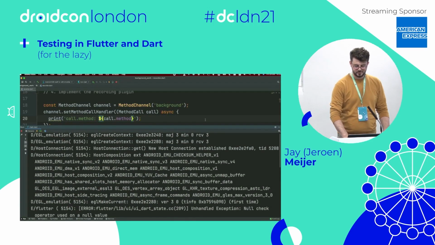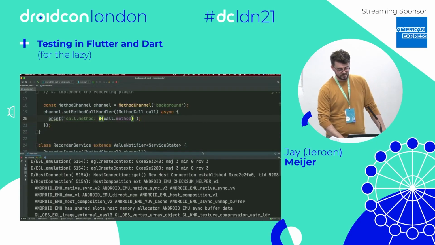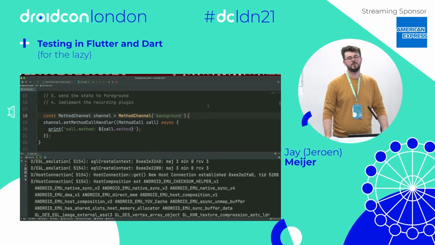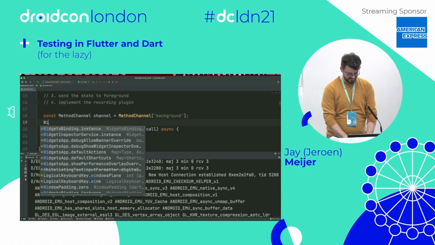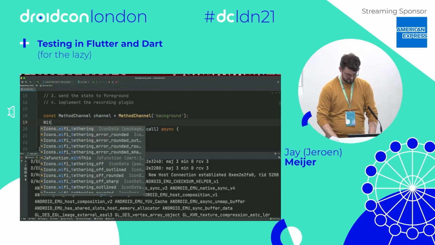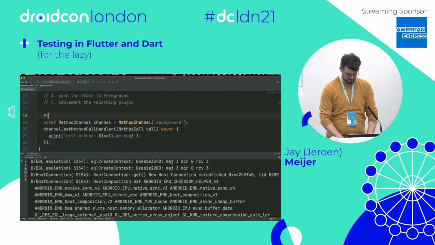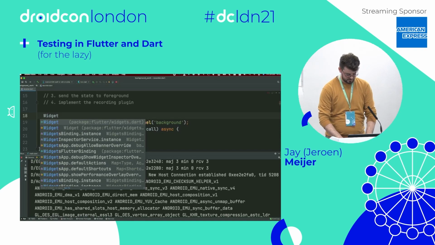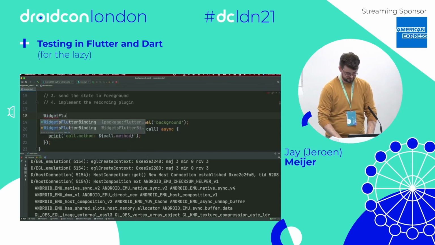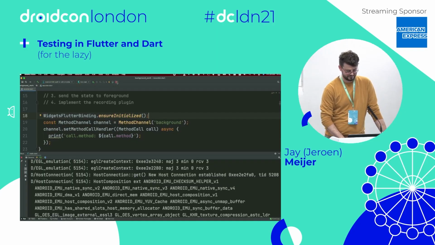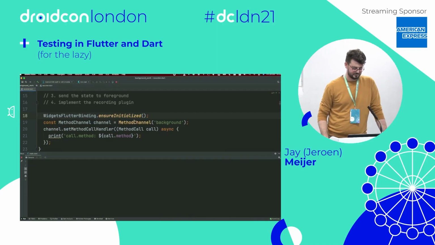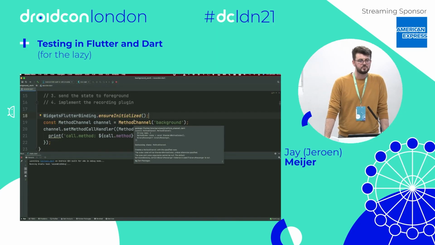Oh, okay. So what did we forget here? Every time we try to call a method channel without calling ensure initialized, it will not work. So what we need to do is to say WidgetsFlutterBinding.ensureInitialized. Now it will work. Let's see. Easy to forget.